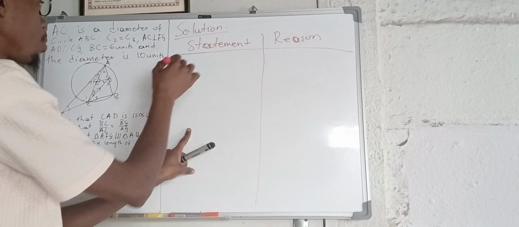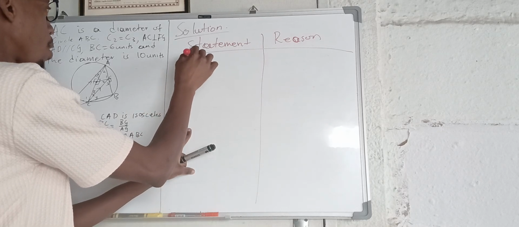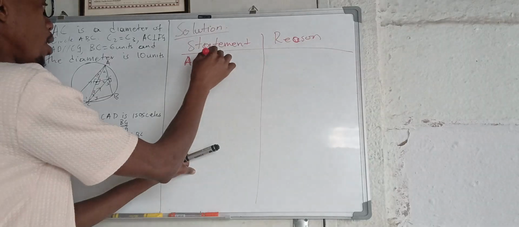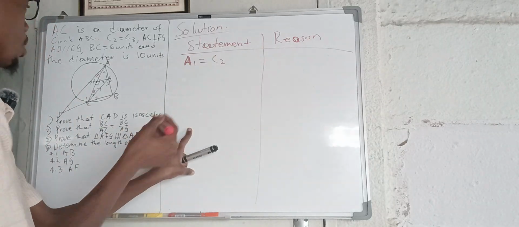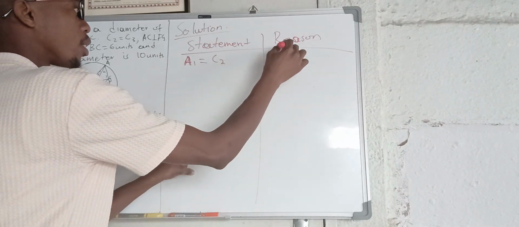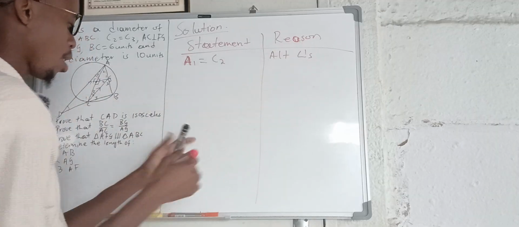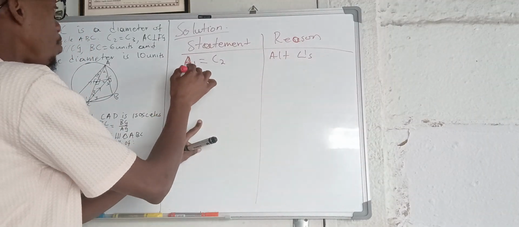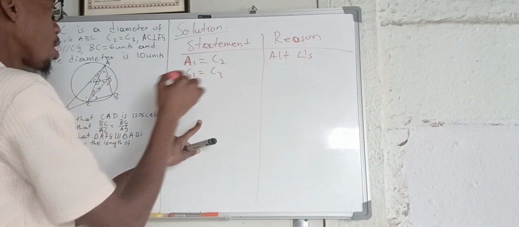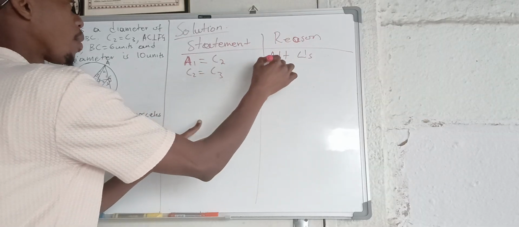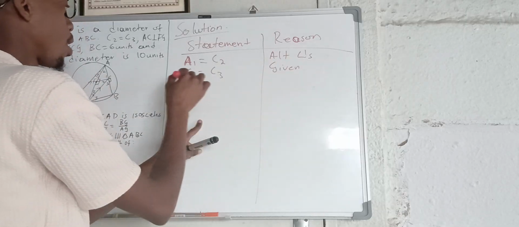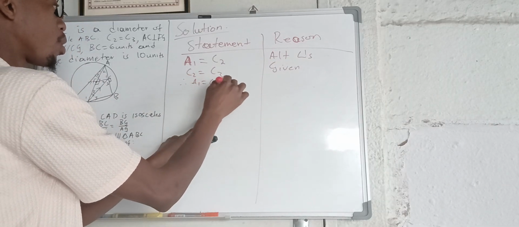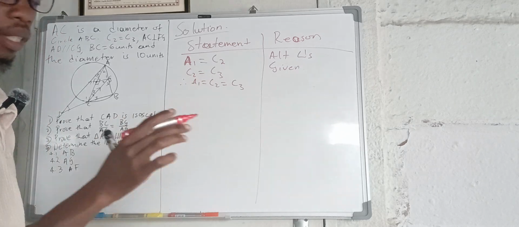So let's find out. We will say, therefore, angle A1 is equal to angle C2, alternate angles. However, we were given that C2 is equal to C3, right? Given. Therefore, A1 equal to C2 equal to C3. It's fine. We can do that.